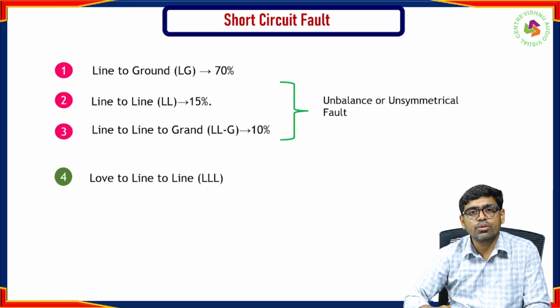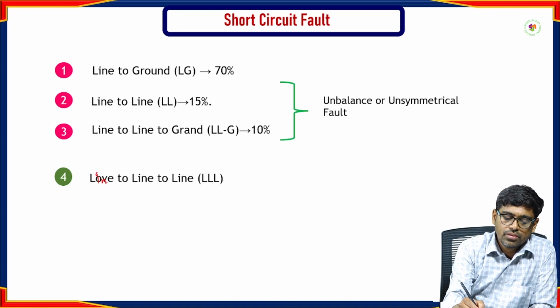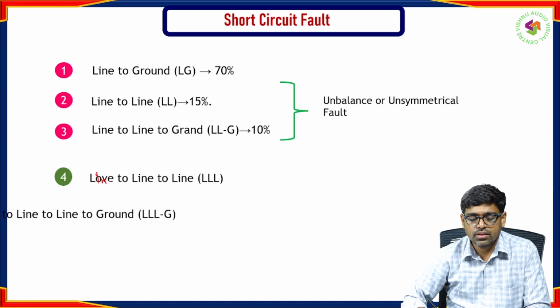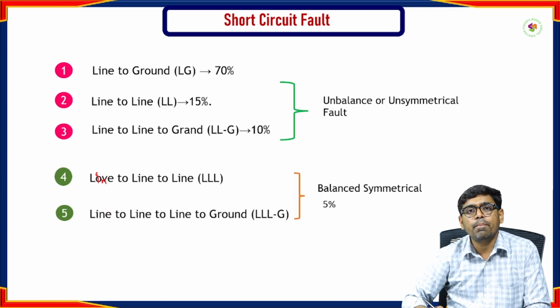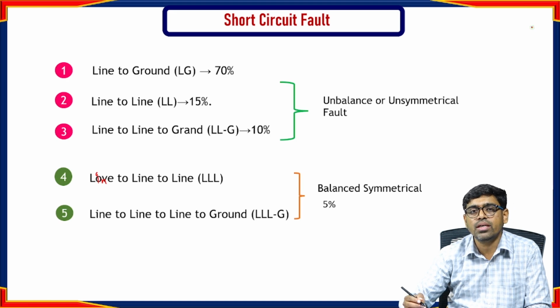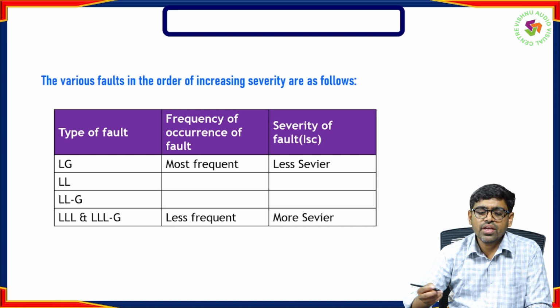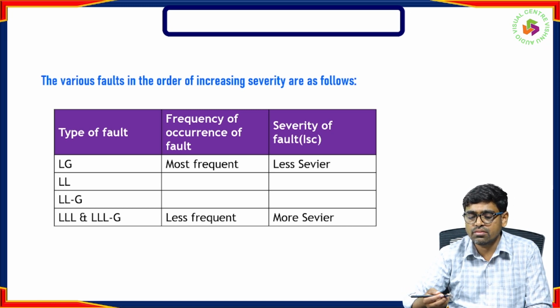Next are the triple L fault, line to line to line fault, and the triple line to ground fault, triple LG fault. These faults are called balanced faults. Triple L or triple LG faults are balanced faults, and mostly 5% of the faults occurring are these three-phase faults. Now, the various faults in order of increasing severity: which fault is most severe and which fault occurs frequently?